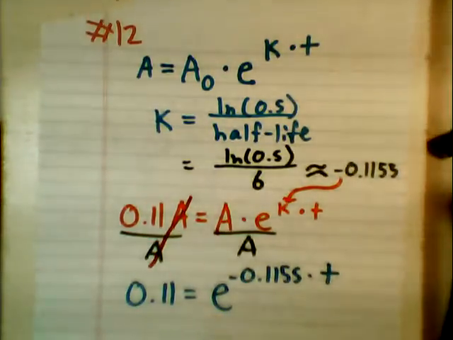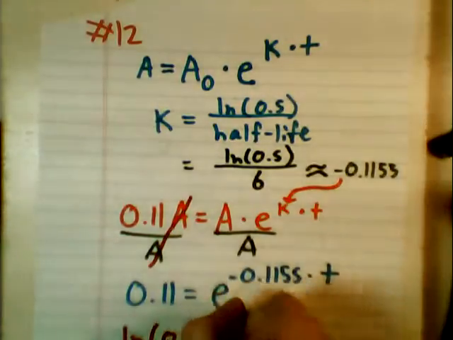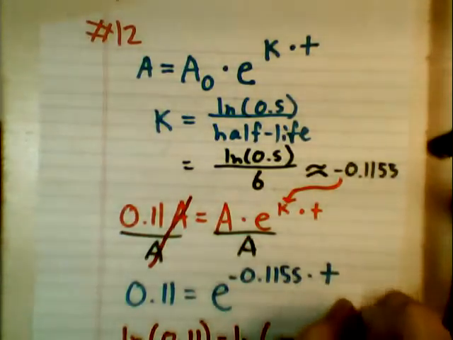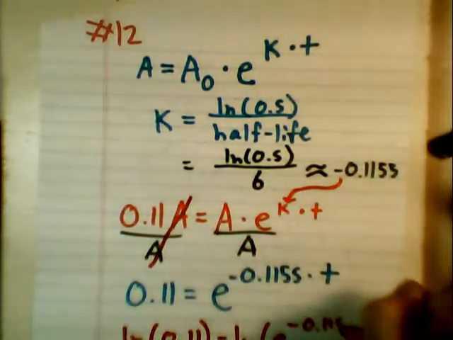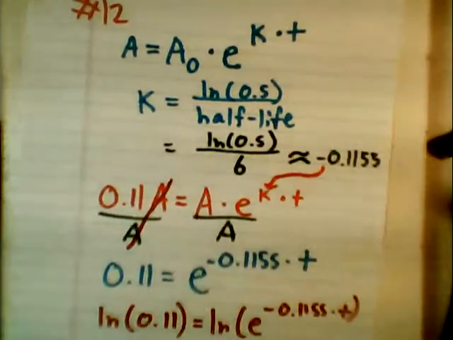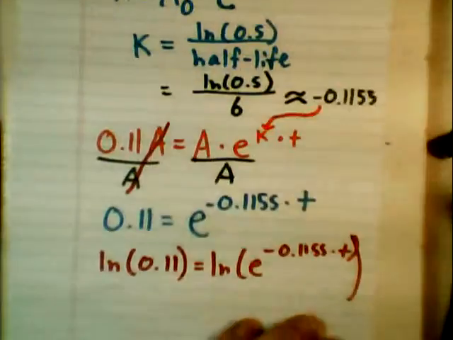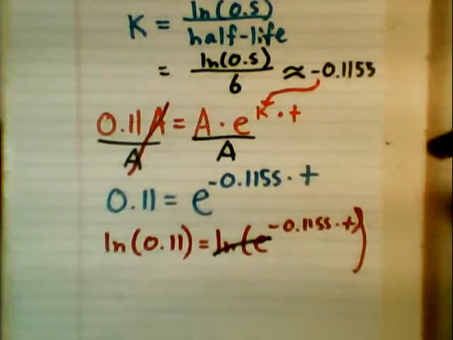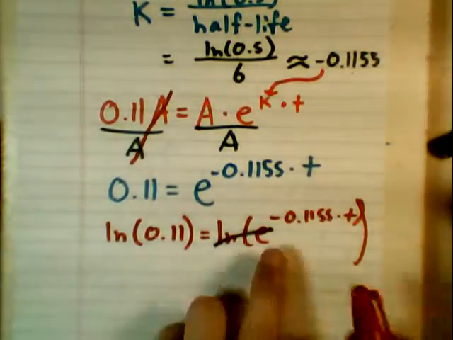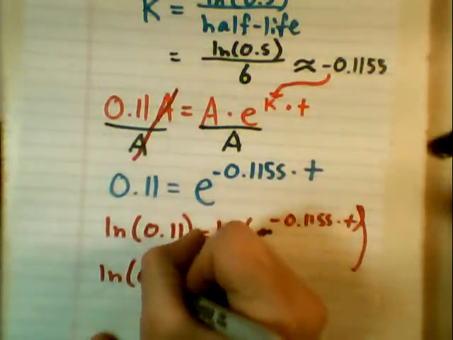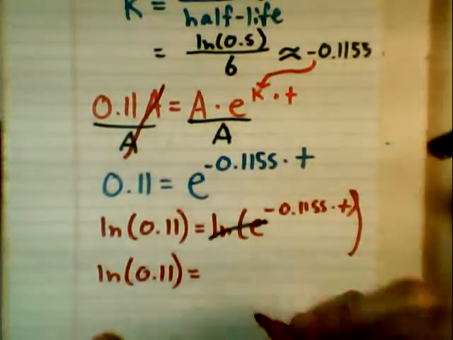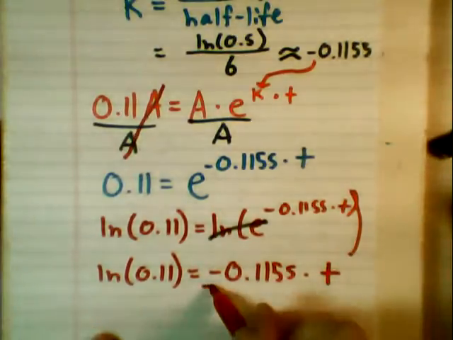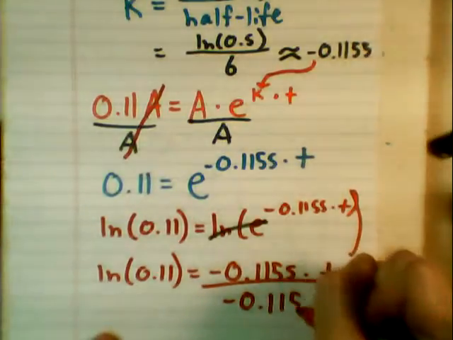We'll have this left. So the ln of 0.11, which was the percent we were given, equals the ln of e to the negative 0.1155 times t. Now, remember, an ln of e cancels. So all that we have remaining is this. So we have ln of 0.11, which equals negative 0.1155 times t. So let's divide this to the other side and get t by itself.